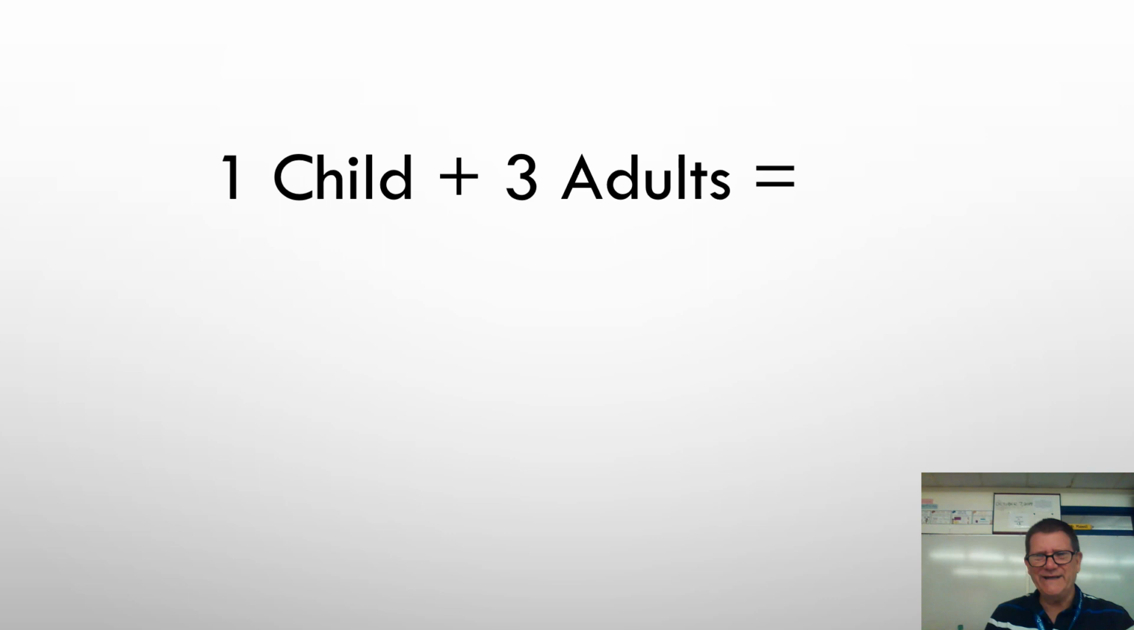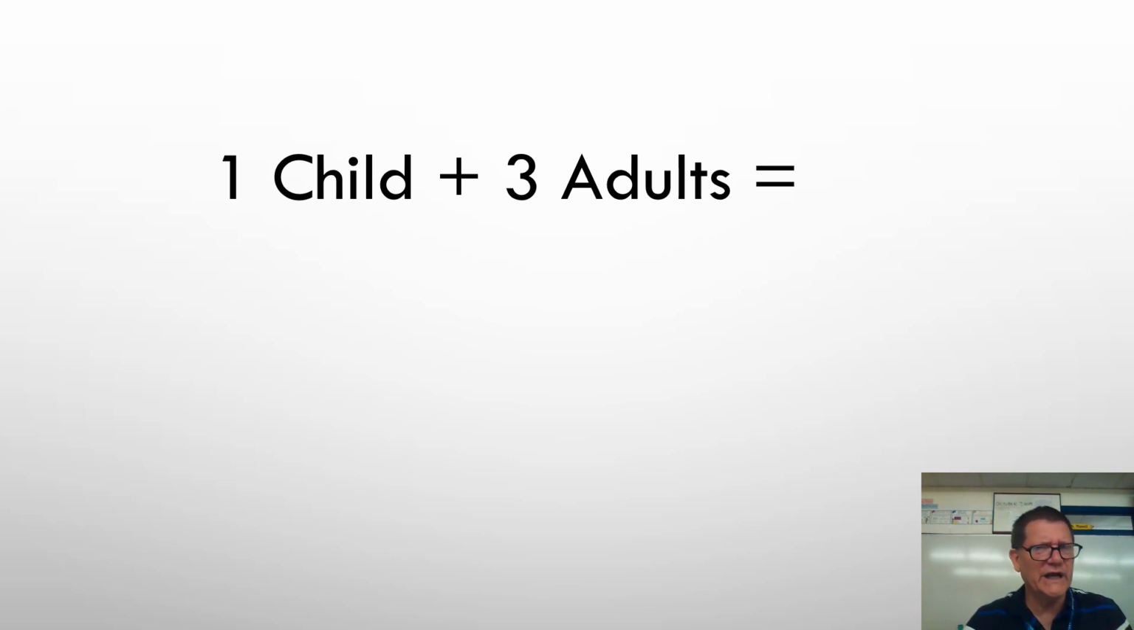Now, what if it changes? I have 1 adult plus 3 children. I can't add those together because they're different classifications. I have a child and an adult. I can't say half of an adult because I don't know, maybe it's a baby. You know, it's a real small one. Could be a quarter adult. I don't know. So I can't add those together.